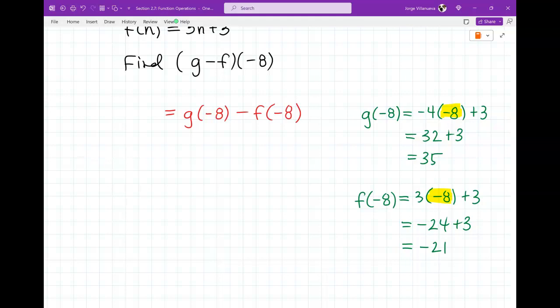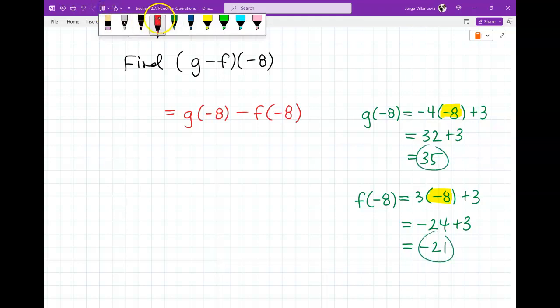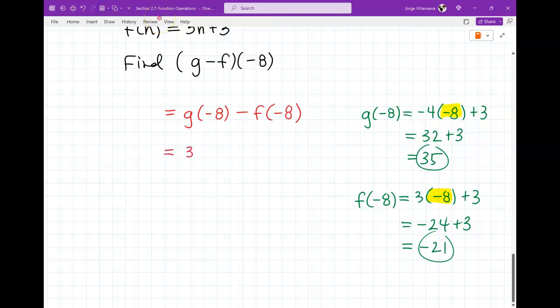So now I know what to plug in for g of negative 8 and for f of negative 8. It's going to be 35 and negative 21, so let me put that in there. 35 minus negative 21. Well, minus a negative is a plus. So that's 35 plus 21. So that's 56. And that's your answer.